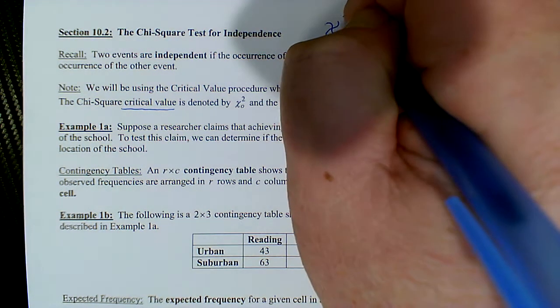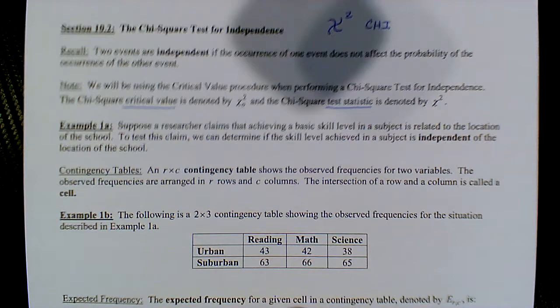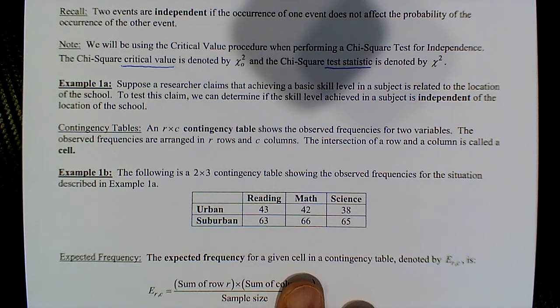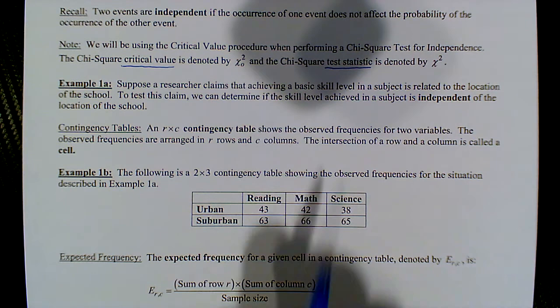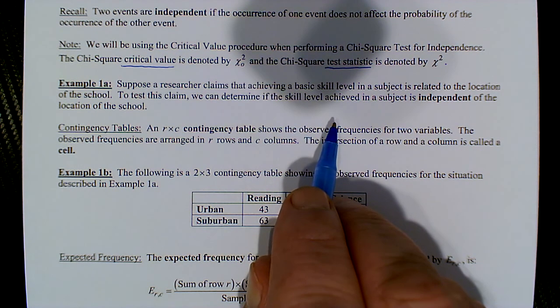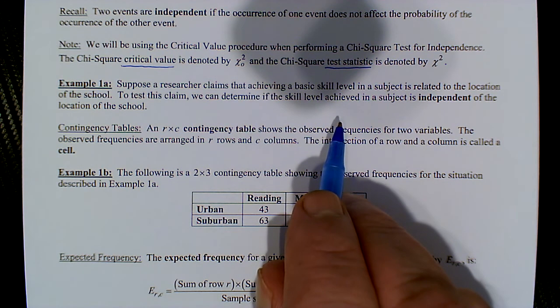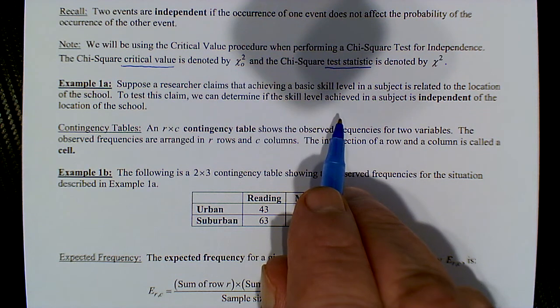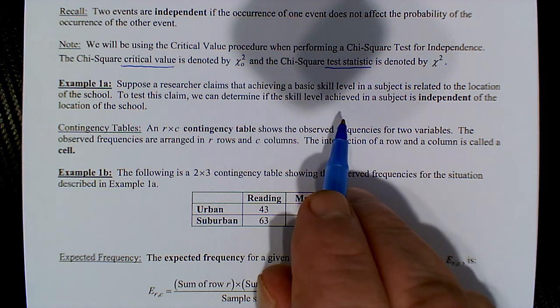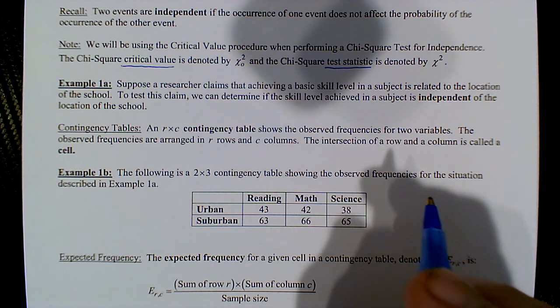So again, it's chi-square. So example 1a says, suppose a researcher claims that achieving a basic skill level in a subject is related to the location of the school. And to test this claim, we can determine if the skill level achieved in a subject is independent of the location of the school.